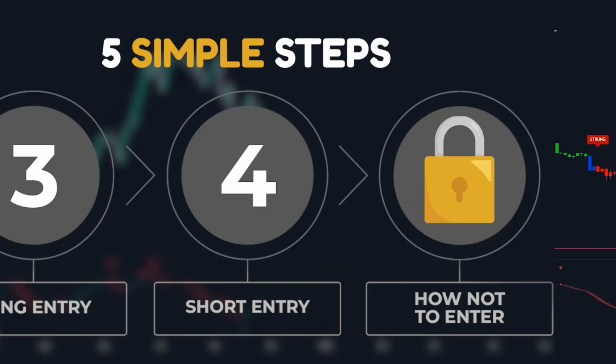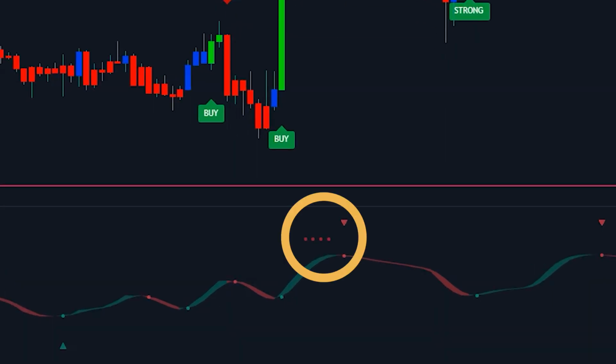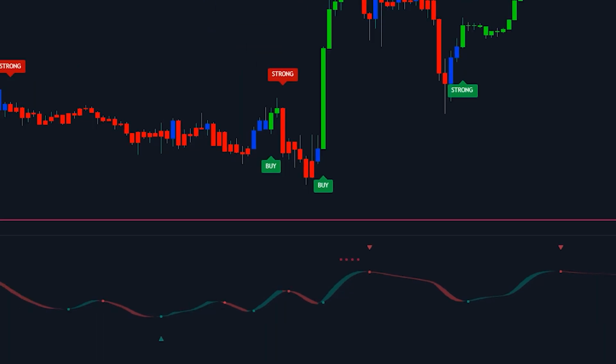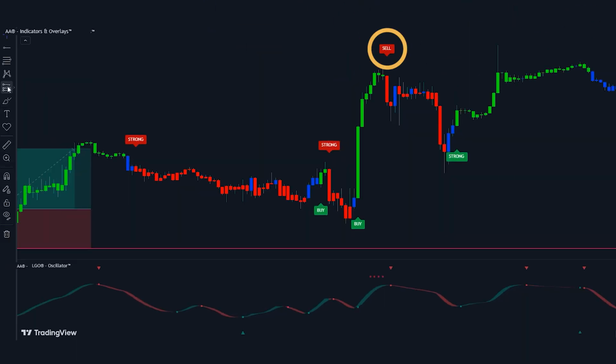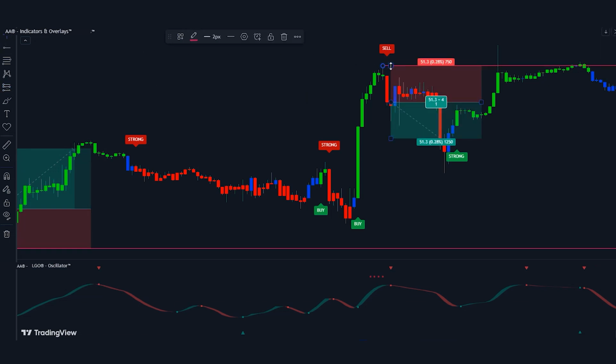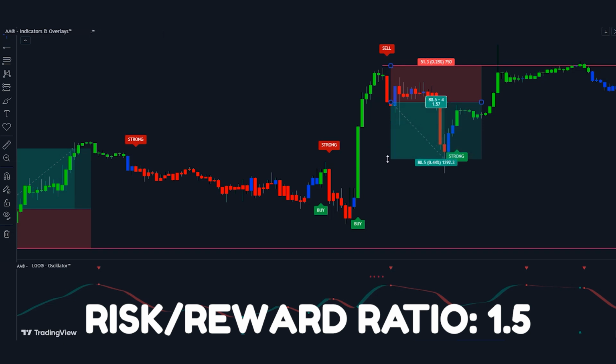For a short trade, wait for a red pressure point, followed by a reversal signal with the trend momentum turning bearish. Once you see that sell or strong sell signal, it's your cue to enter the trade. Set your stop loss to the recent high and aim for that 1.5 risk to reward ratio.